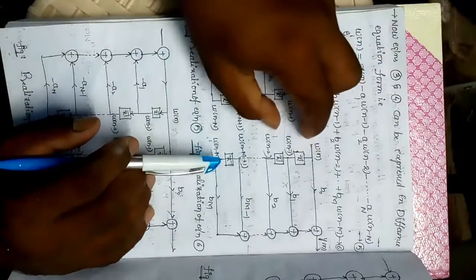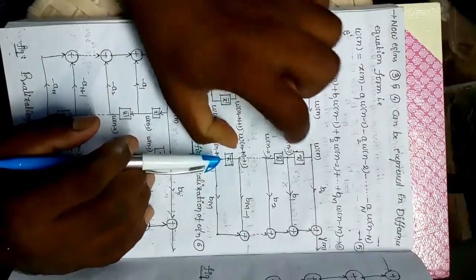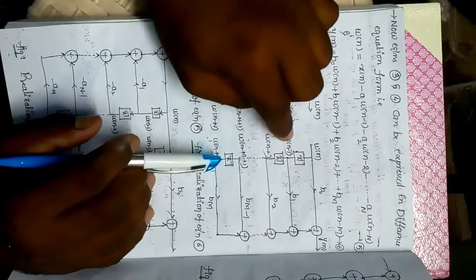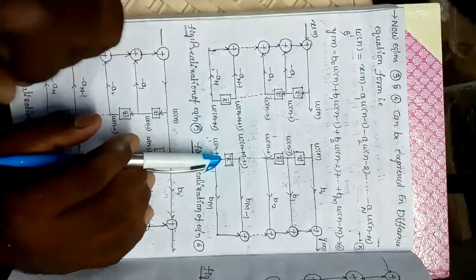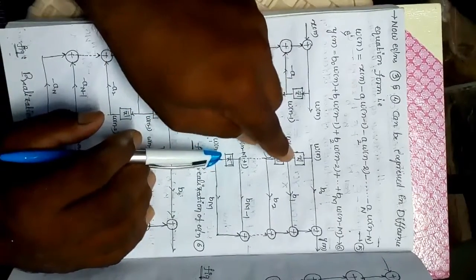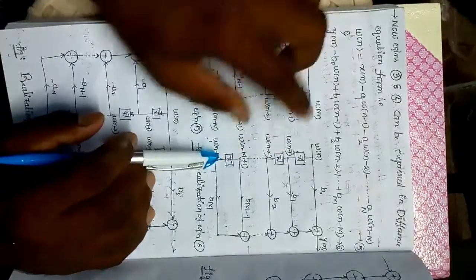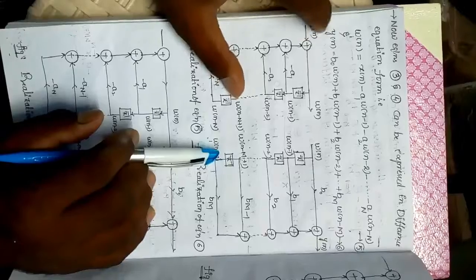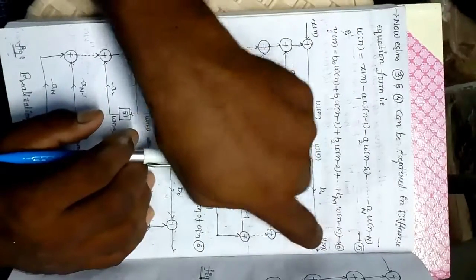Whenever you realize the delay of w of n, consider w of n minus 1, and again you delay that term to get w of n minus 2. Whenever you take a delay, z power minus 1 is compulsory. Without z power minus 1, you don't write w of n minus 1. Clear? Next, in equation 6 we want y of n, so that's why you take y of n here on the output side.